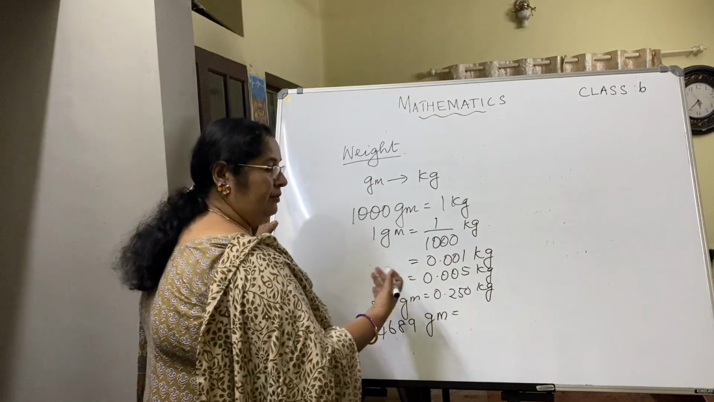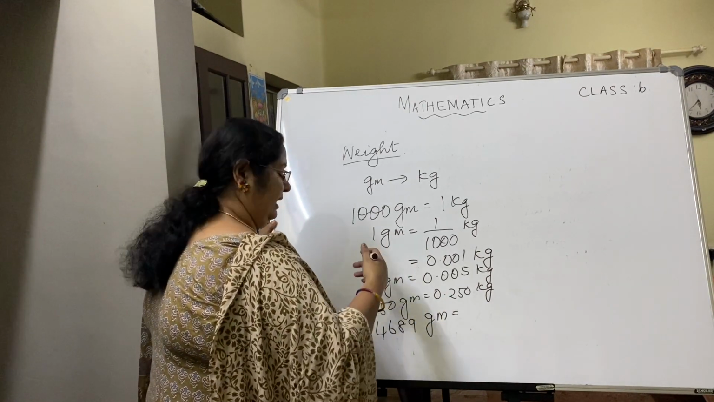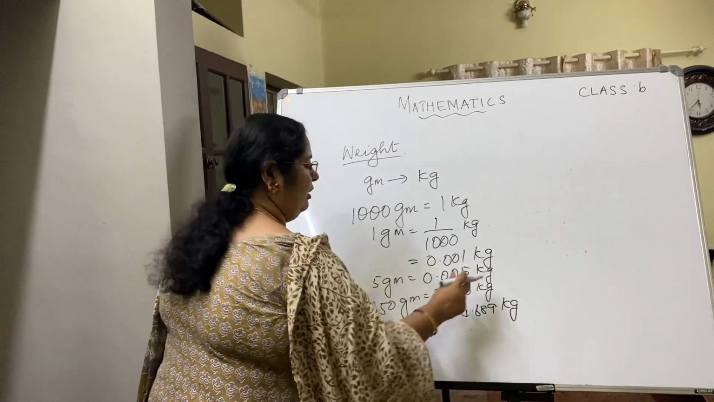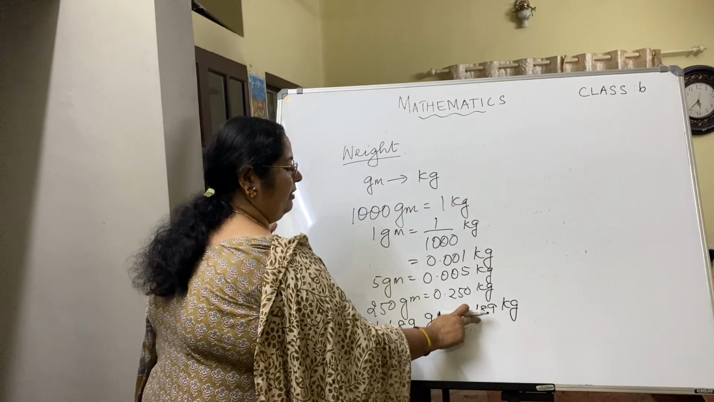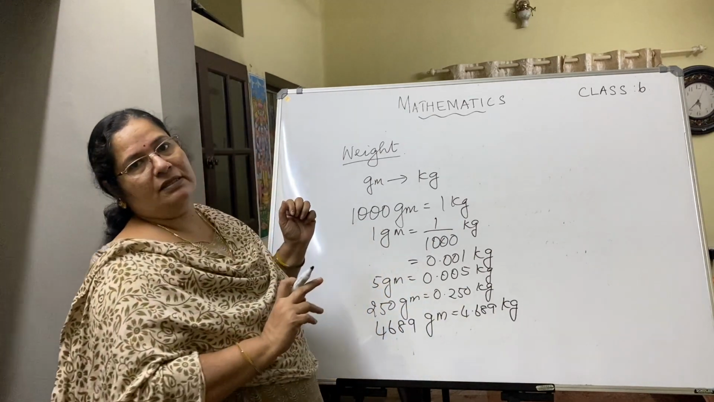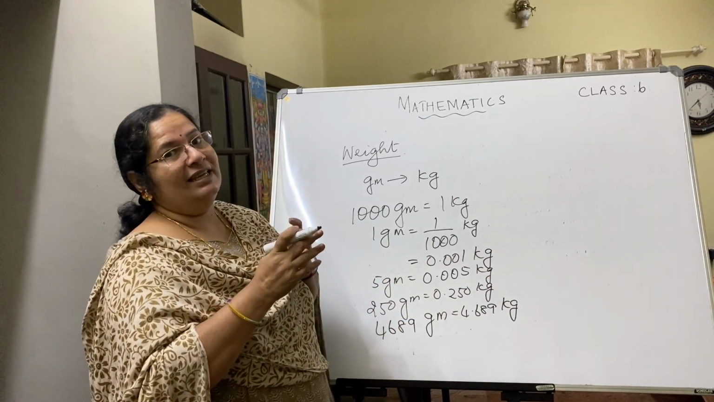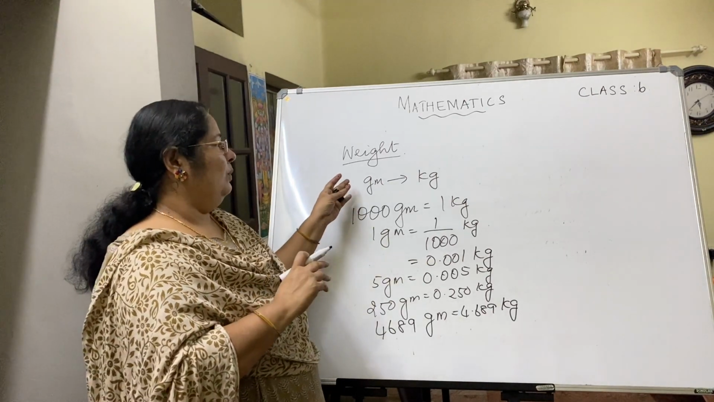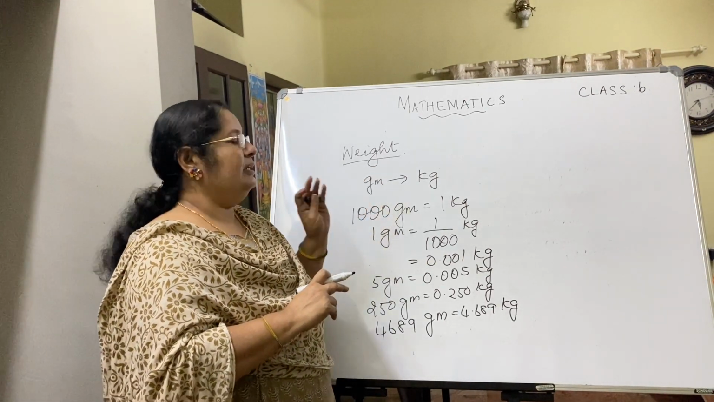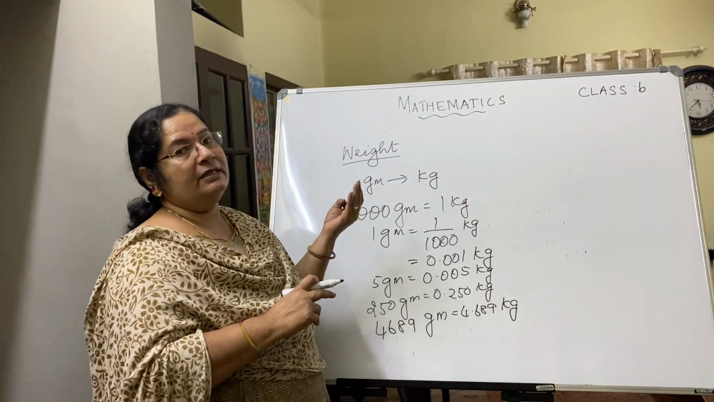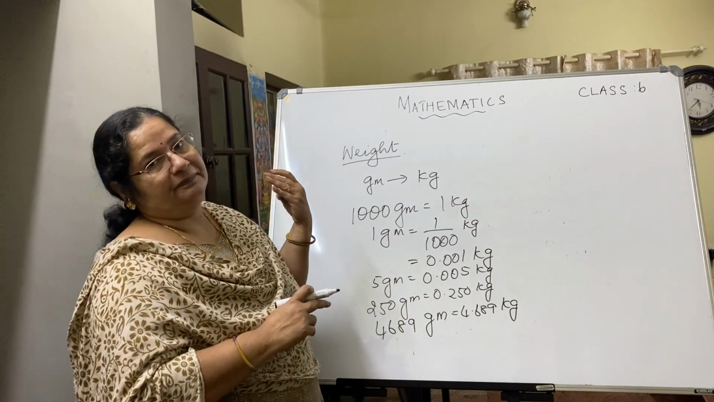Now what will be 4689 grams? This will be equal to, shift how many places? 3 places. So 4.689 kg. Or this is 4 kg and 689 grams. So gram place, how many places are there? 3. So for converting gram to kilogram, you shift 3 places, decimal point 3 places towards the left.